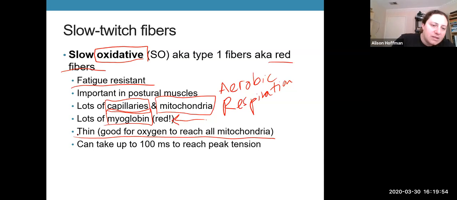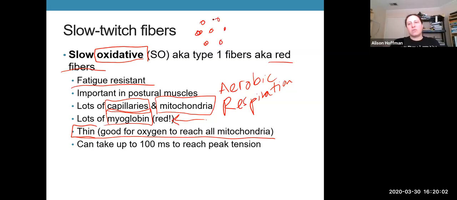Oh yeah, and one more thing. So they're typically thin. They have a very thin diameter. So these guys are our smallest diameter fibers. And that's because we want to easily diffuse oxygen through the whole fiber. So we need it to not be very deep because we want oxygen to get to all the mitochondria.